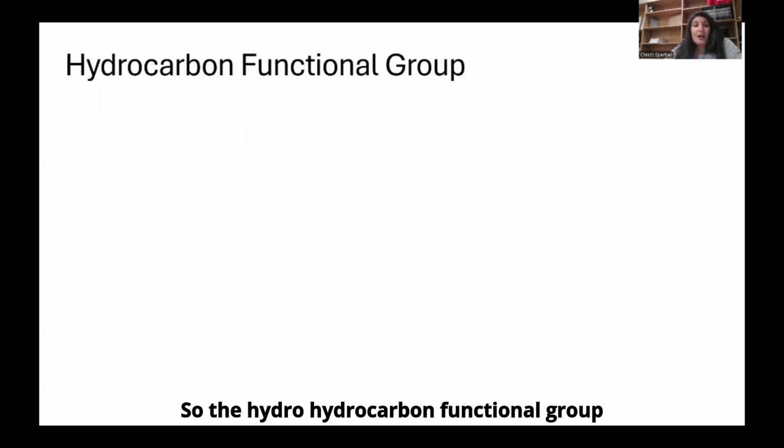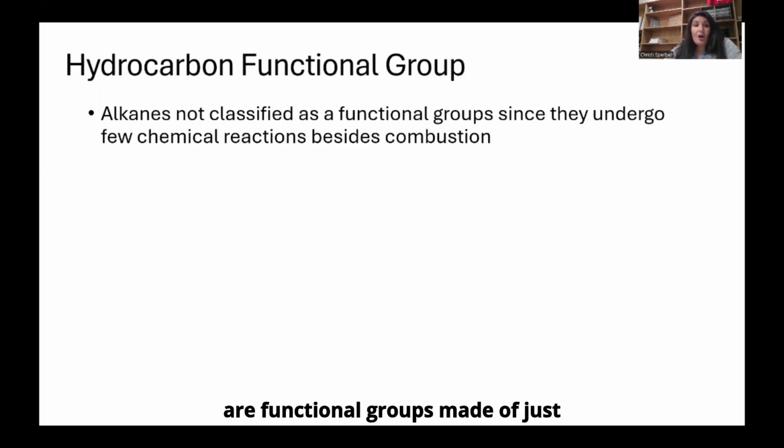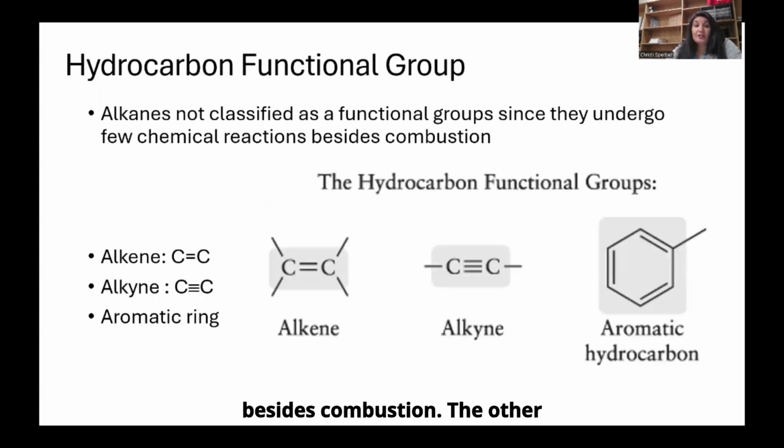So the hydrocarbon functional groups are functional groups made of just carbon and hydrogen. Alkanes are not classified as a functional group though, since they undergo few chemical reactions besides combustion. The other hydrocarbons though are functional groups. We have alkenes, so double bonds, alkynes, triple bonds, and an aromatic ring, or an aromatic hydrocarbon.